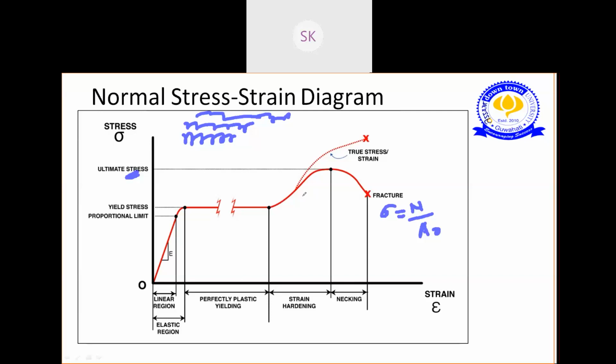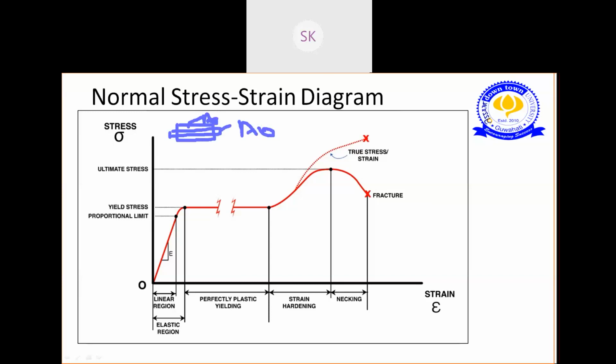But if you talk about true stress, that is normal force by your deformed area, right? Deformed area means, suppose this is a rubber. Suppose I'm taking a stretched rubber. If you stretch it out, your rubber becomes this much, right? Your diameter or your width becomes less. So earlier the area was A naught, and this area will be your A.